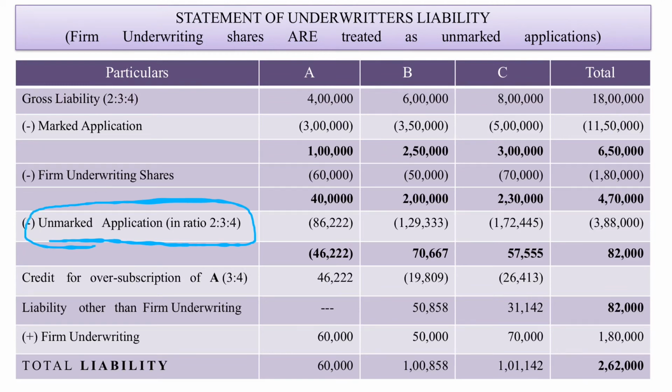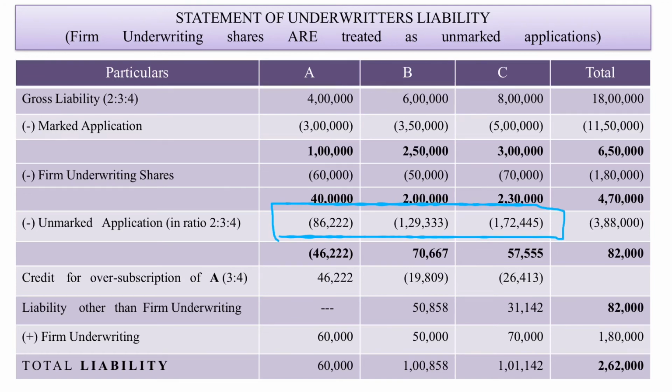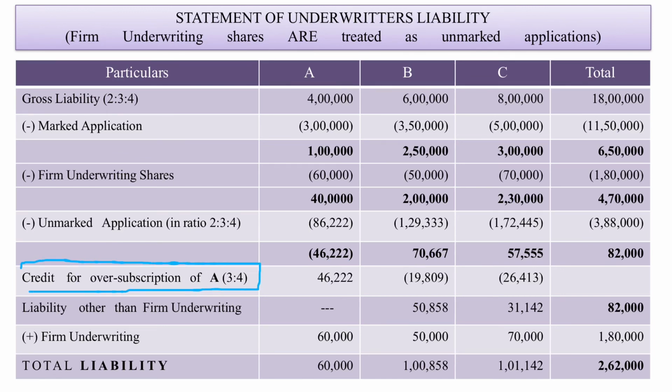We know from the previous working that the public have subscribed to 3 lakh 88,000 shares, which will be deducted from the underwriters' gross liability in their ratio itself. That is, we will divide 3 lakh 88,000 in the ratio of 2:3:4 among A, B and C. After doing so, we now get a balance of minus 46,222 in case of A, 70,667 in case of B and 57,555 in case of C. That is, in case of A, the underwriter has already subscribed for more shares than their quota of liability, excluding of course the firm underwriting shares. Therefore, those excess shares subscribed by A can now be apportioned between B and C in their ratio.